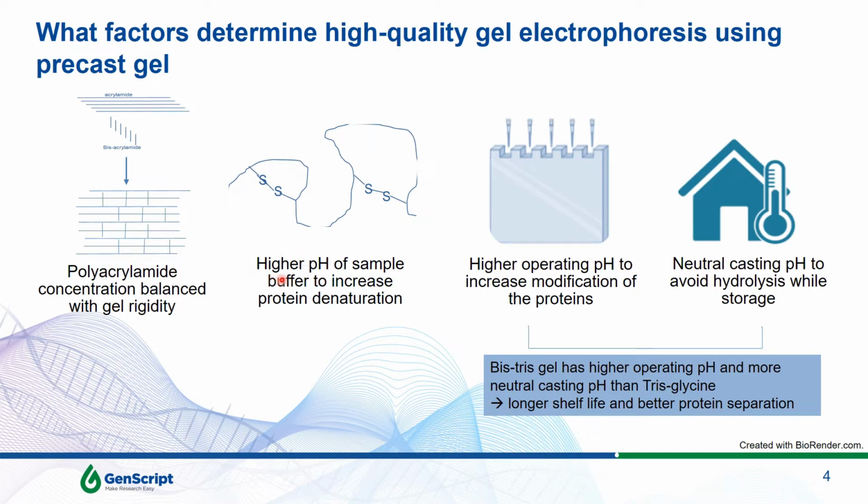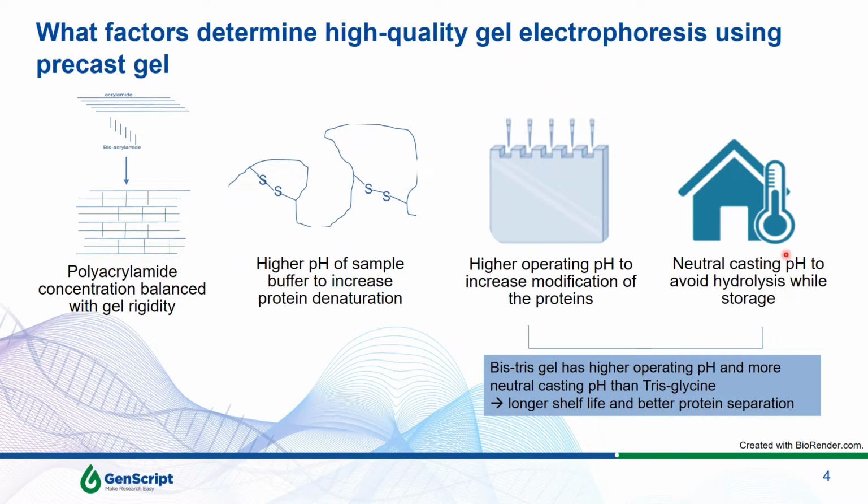The second factor is the sample loading buffer. Before loading the protein samples, we usually heat samples with SDS and DTT to denature the proteins. And pH of the common sample loading buffer will decrease from 6.5 to about 4.5 upon heating, which could not completely break the disulfide bonds in most proteins. GenScript has a sample loading buffer that its pH can still remain at 7 and thus helps with better protein denaturation and separation.